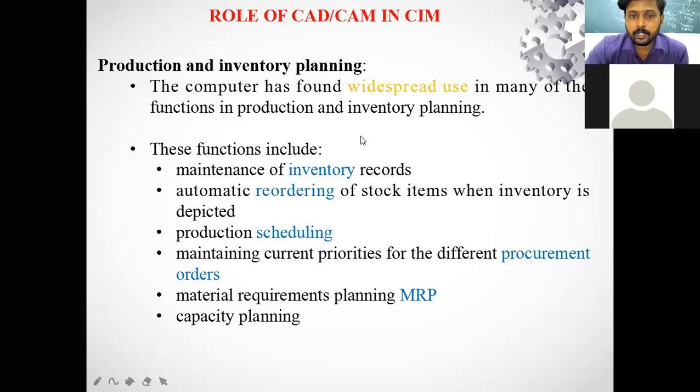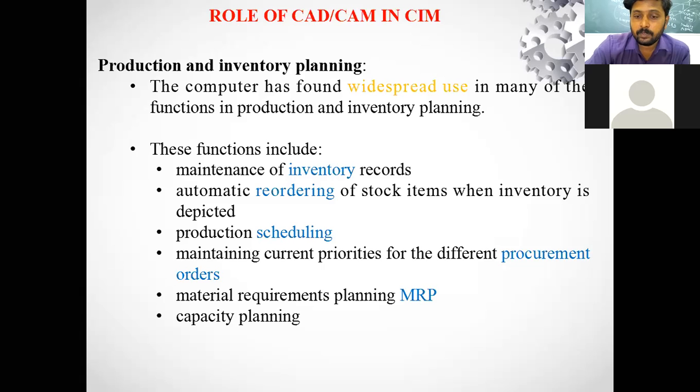Then production and inventory planning. The computer has found widespread use in many of the functions in production and inventory planning. These functions could be maintenance of inventory records. What inventory is coming out, what is coming in, that inventory record is to be maintained by using computers. Automatic recording of stock items when inventory is depleted. Whenever we take material out of the stock, it records automatically. Production scheduling is another part of that.